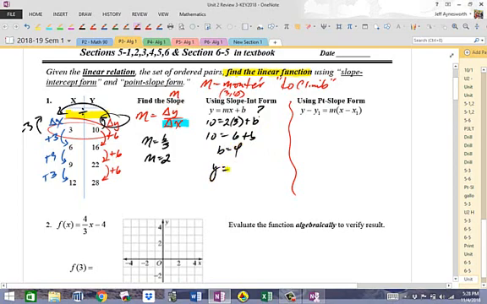So I know that the function is y is equal to 2x. Why 2x? Well, the slope is 2, right? And m is 2. So you have 2x plus b, which is 4. So we know the function now.